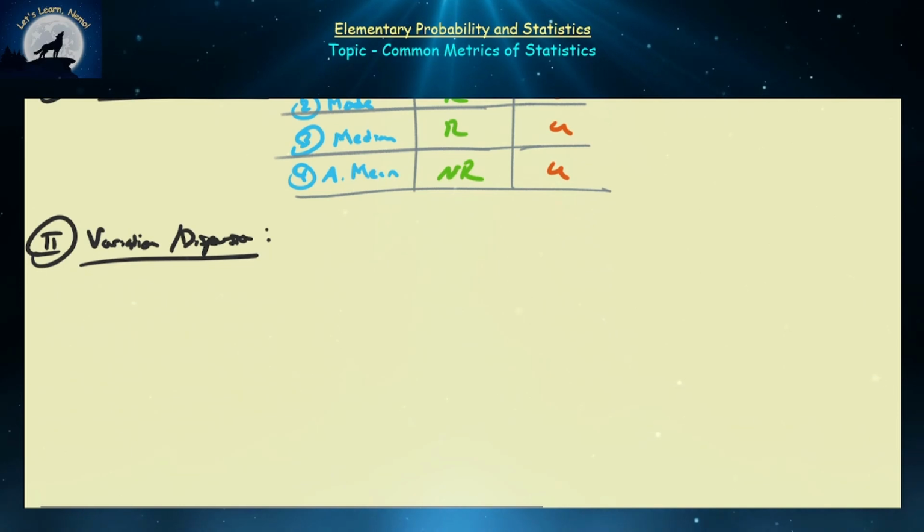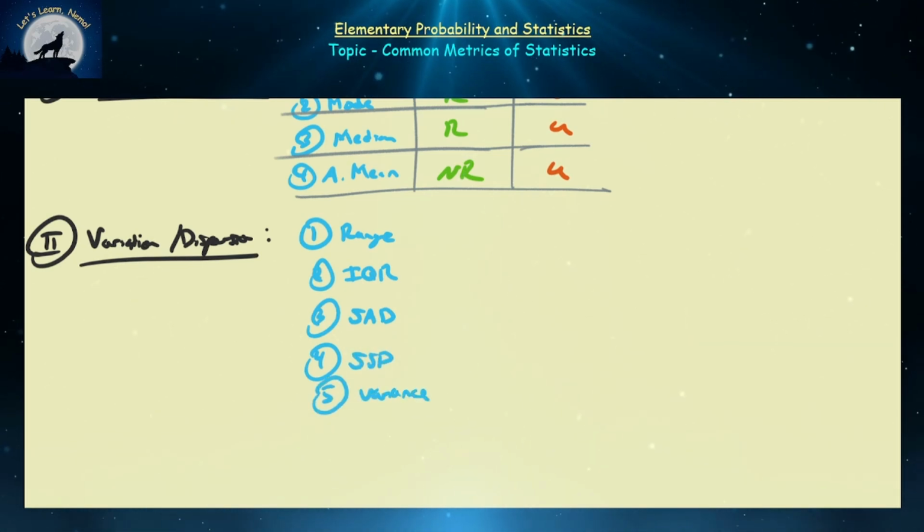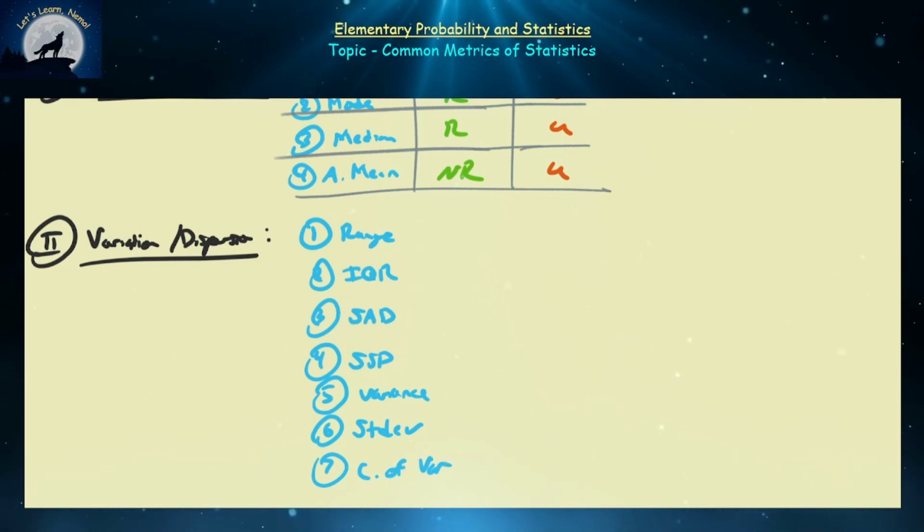All right, so let's see if we can list them all. First we have the range. Second we had the interquartile range. The third, we had the sum of absolute differences. We also had the sum of squared differences. We also had the variance. We had also the standard deviation. And we also had the coefficient of variation as well. So we had quite a few different metrics there.